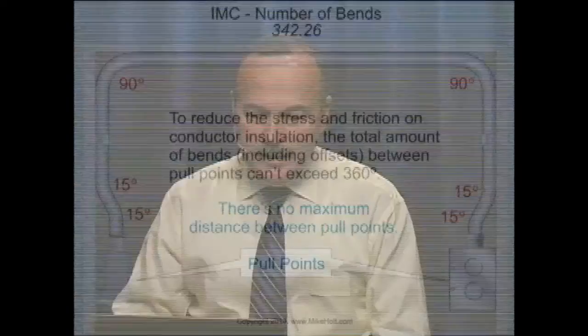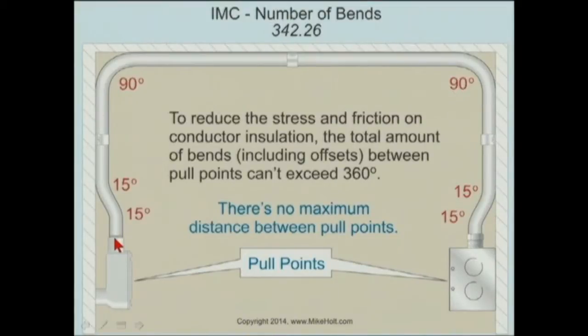Well, take a look at this graphic here. You do an offset, a 15-degree offset. Well, that's 15 and 15. That's 30 degrees, and then 90 and 90, and then another 30 degrees here. In this case here, we have 90, 180, 210, 240. So you simply add up all the bends.